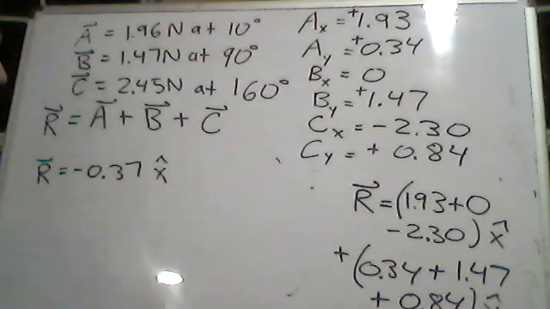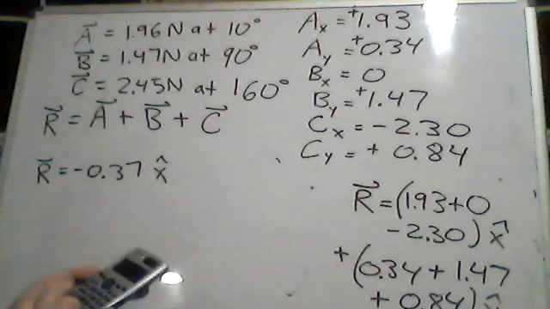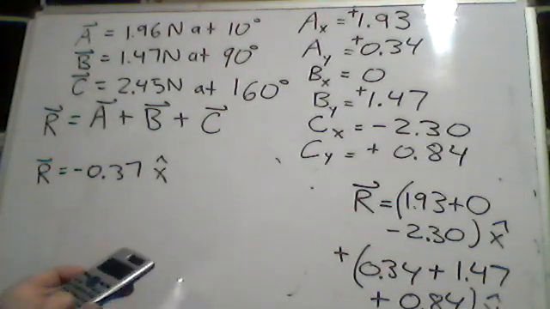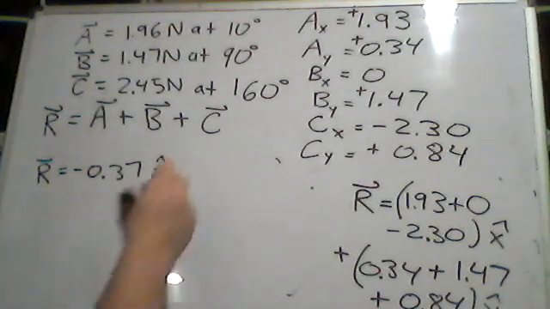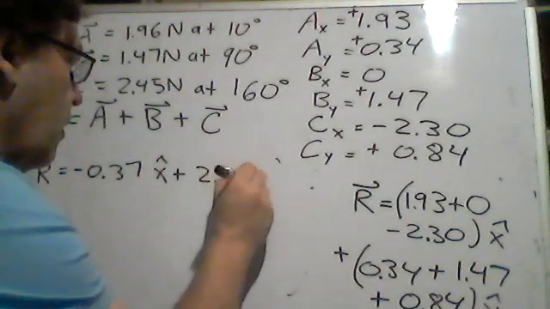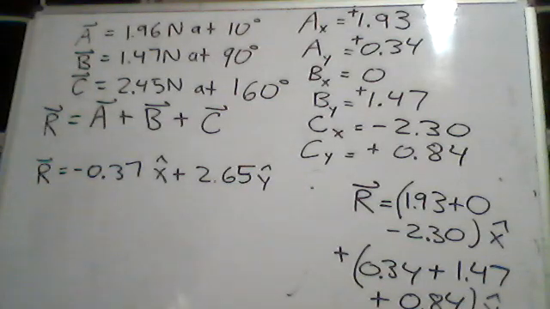X hat. All right. Here I'm just adding a bunch of positive numbers. So let's say I have 0.34 in the y's plus 1.47 plus 0.84, 2.65 y hat. All right. And so that is our R. It's A plus B plus C.